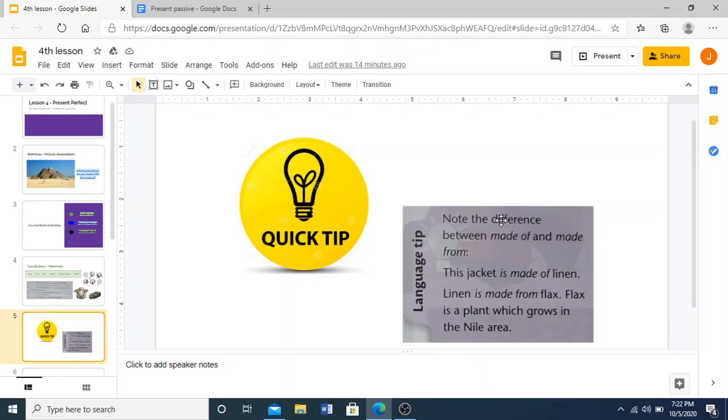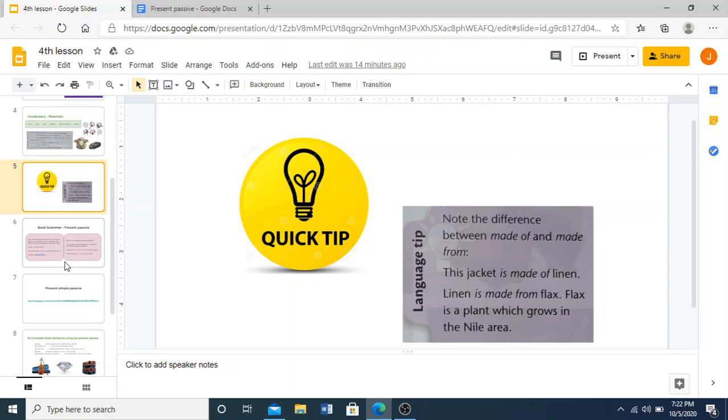Now note the difference between made of and made from. This jacket is made of linen. Linen is made from flax. So this is just a language tip for us to understand how the present passive is used, or how we form the present passive. This sentence here is a present passive sentence, and that is what we are going to discuss today. What makes it a present passive sentence and how we make up a present passive sentence. That's what we'll talk about today.